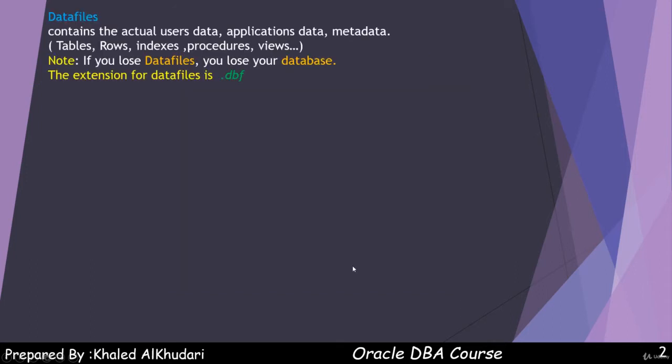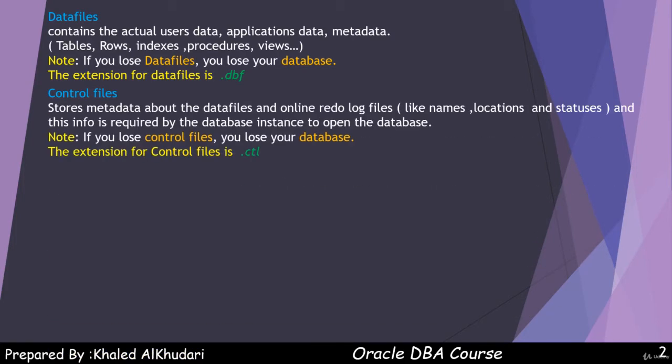First, and the most important, are the data files. Actually, they contain the actual user's data, the application data, metadata, data dictionary, tables, rows, indexes, procedures, views. So these are the data files. Now, if you lose the data files, this means you are losing your database. The extension for the data files is .dbf, database file.